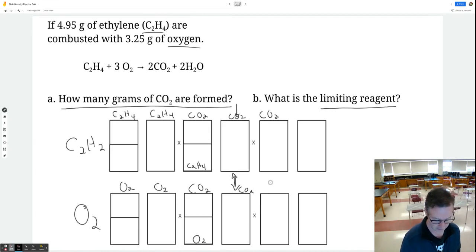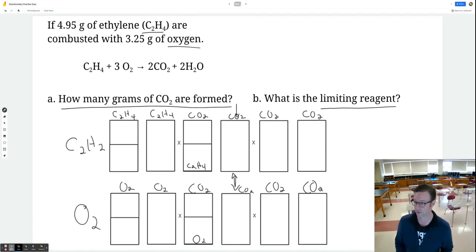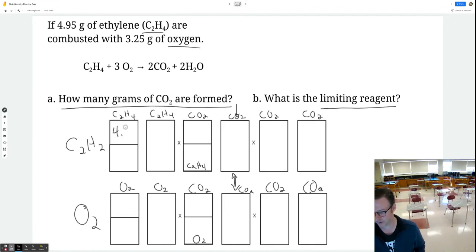We won't have to necessarily complete every step of both calculations, and I'll show you how to figure that out when we get to it. So first, we're starting with 4.95 grams of ethylene and 3.25 grams of oxygen.